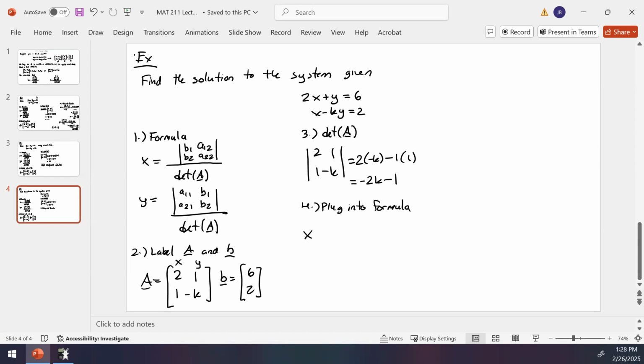So x is equal to the determinant of B1, B2, and then 1 and negative K over negative 2K minus 1. And then this is equal to the determinant of the top over the determinant of the bottom, which we took earlier, and we get negative 6K minus 2, and then negative 2K minus 1. Now, to be very clear, some students might be tempted to simplify the 6 and the 2.